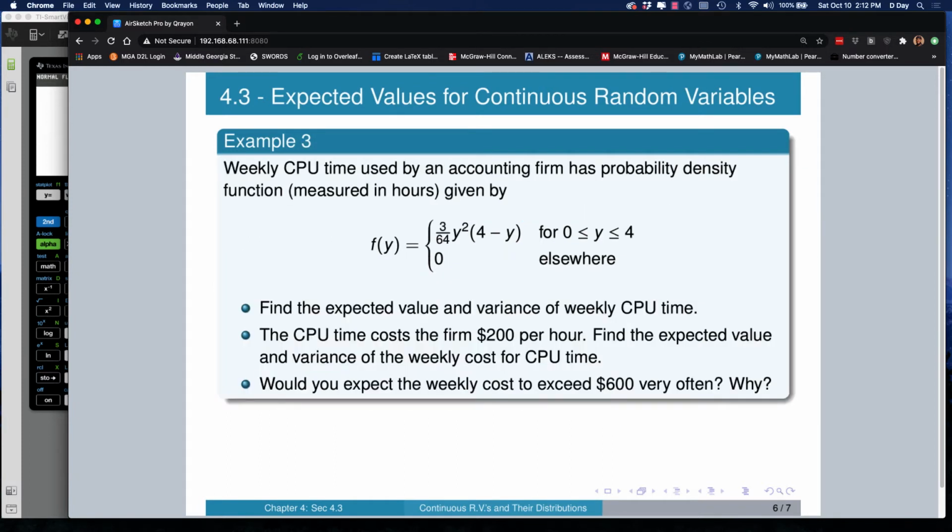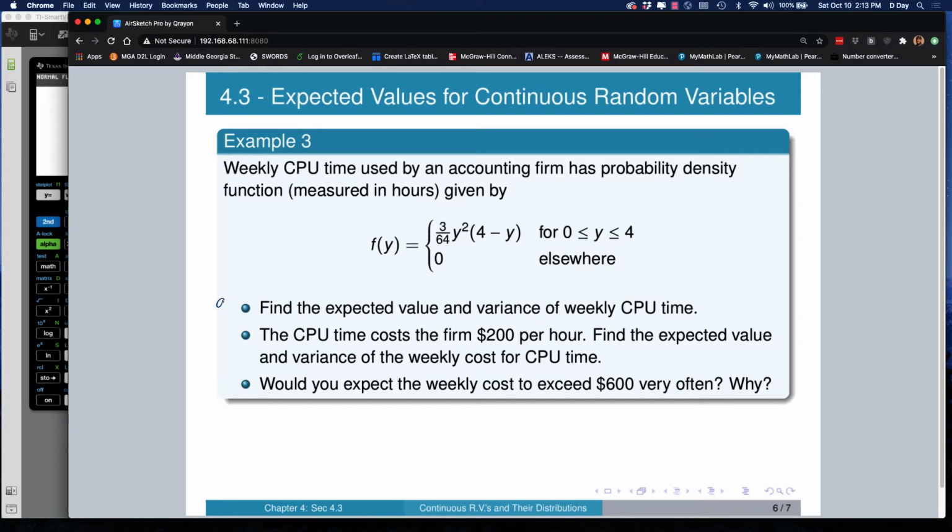We're going to do one more like this one here, except we're going to add on some extra things. All right, so we've got the weekly CPU time used by an accounting firm has the probability density function measured in hours given by 3 over 64 y squared times 4 minus y over the interval of 0 to 4 and 0 elsewhere. Find the expected value and variance of weekly CPU time.